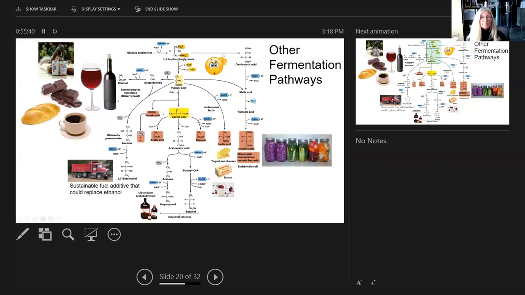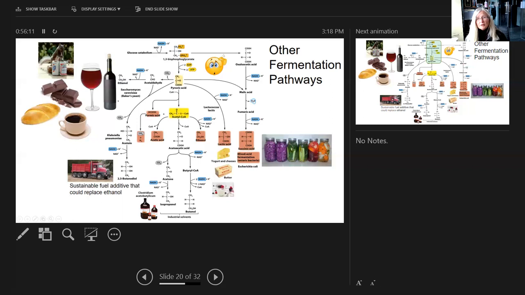Looking down this way, here's another pathway leading to acetone, which is a chemical solvent, down to isopropanol, which is rubbing alcohol. So that's rubbing alcohol, not to be drunk at all, is also produced as a result of bacterial fermentation. Butanol is another one of those industrial solvents that occurs from these types of pathways.